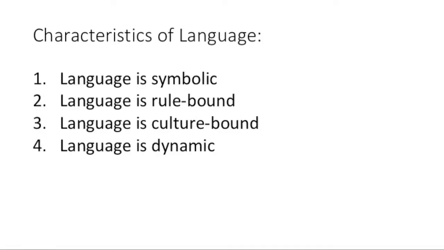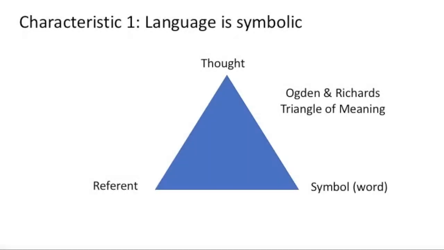The textbook outlines 4 major characteristics of language. 1, it's symbolic. 2, it's rulebound. 3, it's culturebound. And 4, it's dynamic. Language is symbolic. So as I said, words are symbols that stand for things.